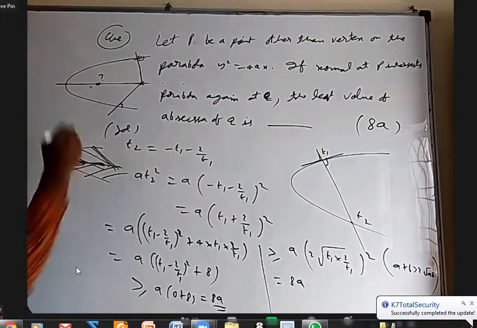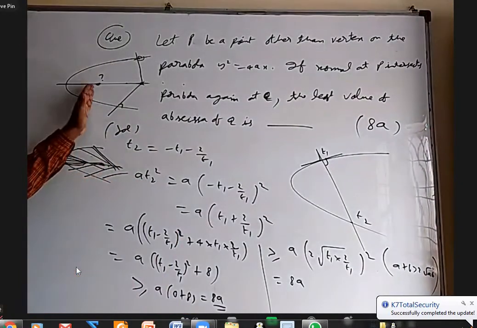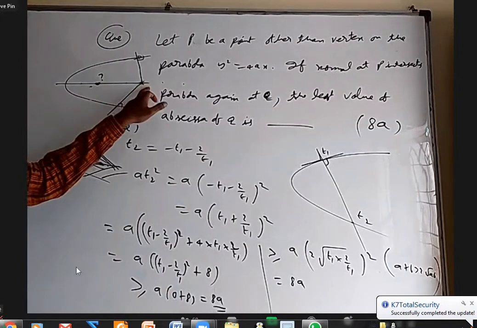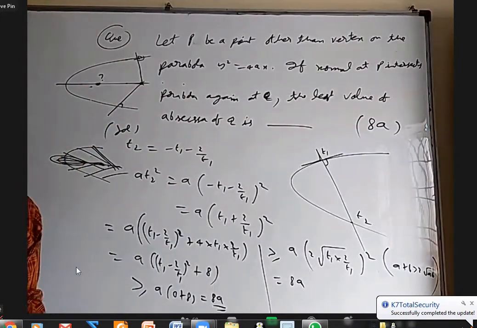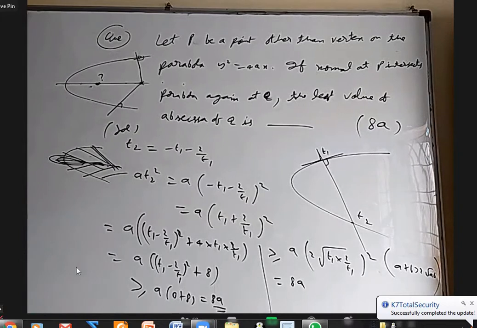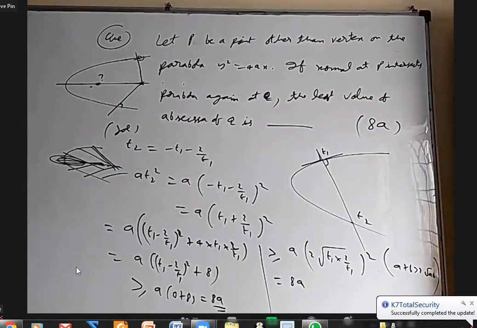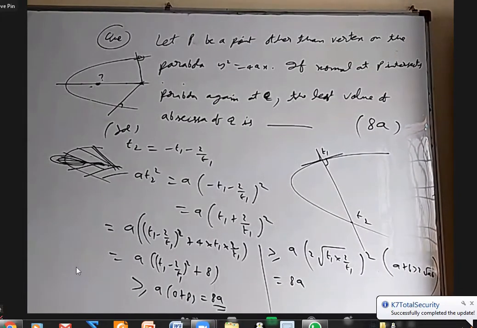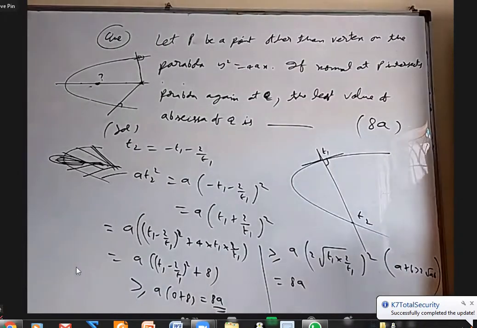So the question is, what is the transition point on the axis of the parabola, after which, if you take a point, there will be three normals through it, and before which, if you take a point, there will be only one normal, which is the axis? What is the transition point? I hope the previous one, 8a, is clear to everybody? Yes, sir. Okay.